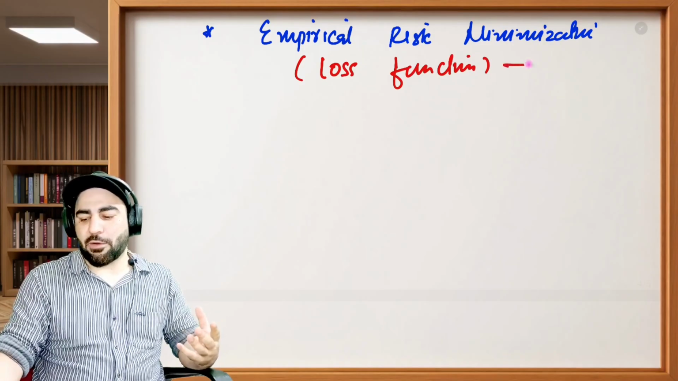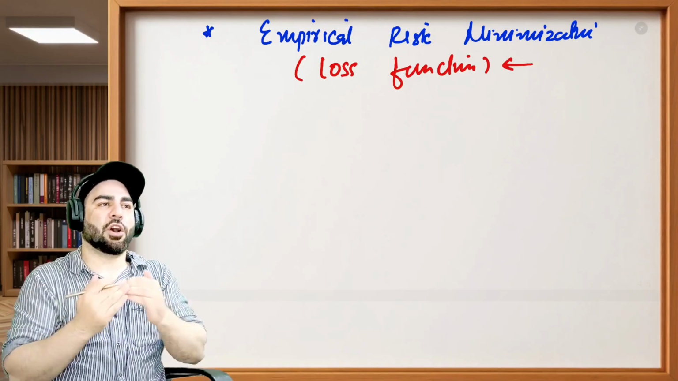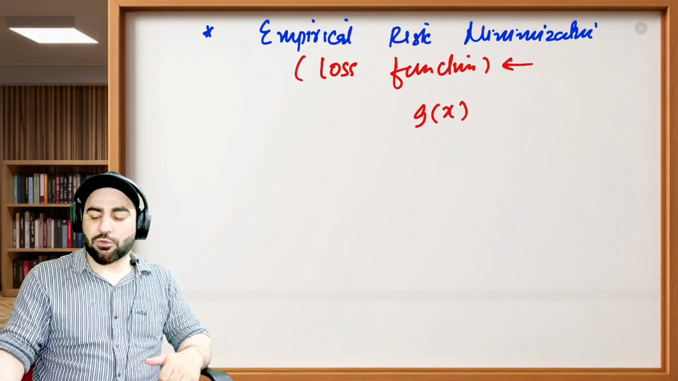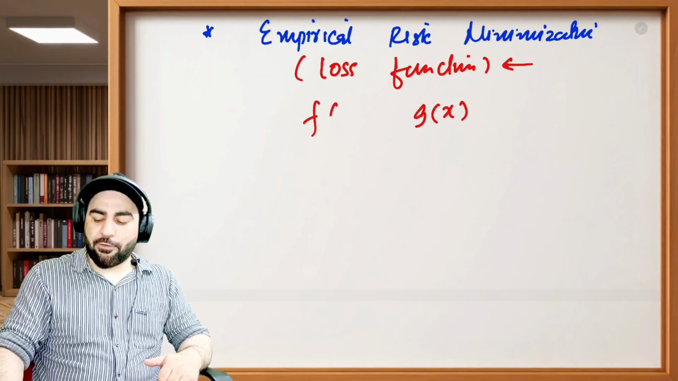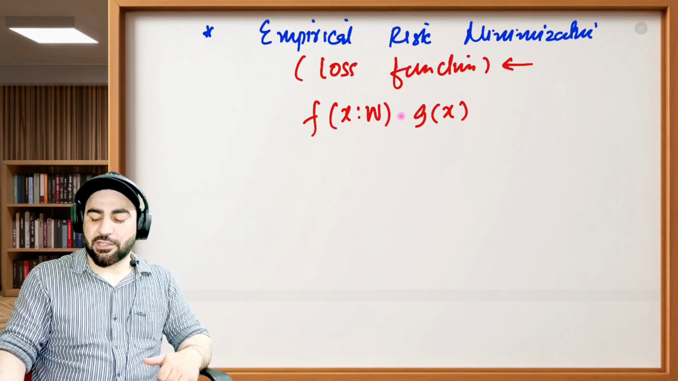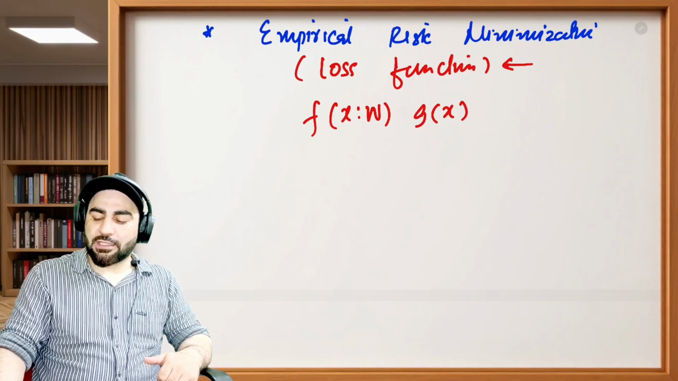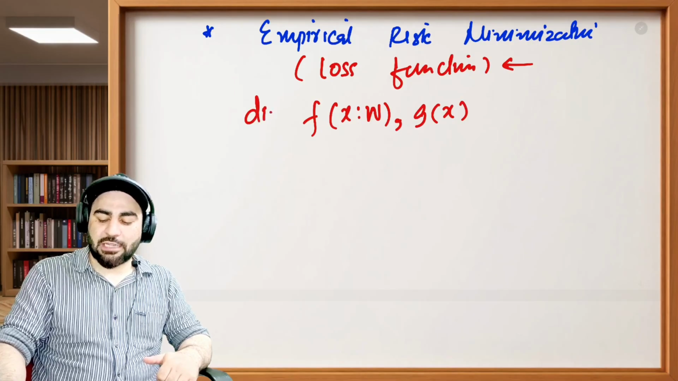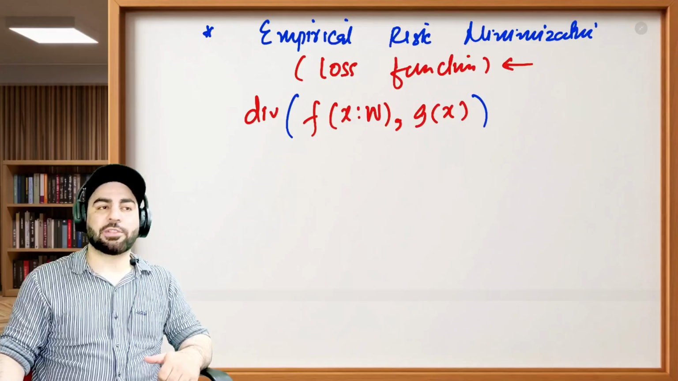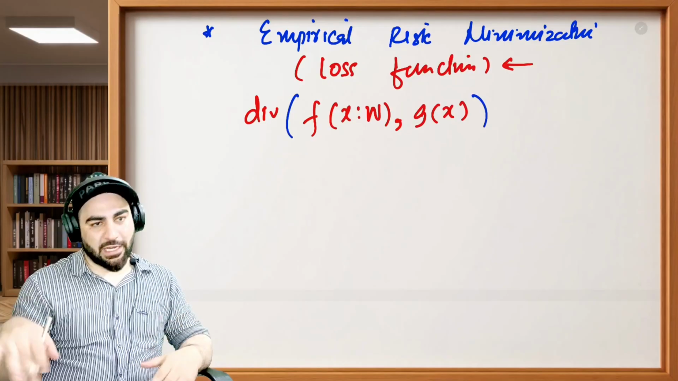A loss function should somehow quantify how much off your model is. If your model is trying to predict, say g of x was the ground truth, and then we had this f of x, parameterized with these parameters theta, or we called them w in the previous session. So we said that there should be a function which we call a divergence function. This function should tell me how much off this is, and then we said that we can integrate between two functions.